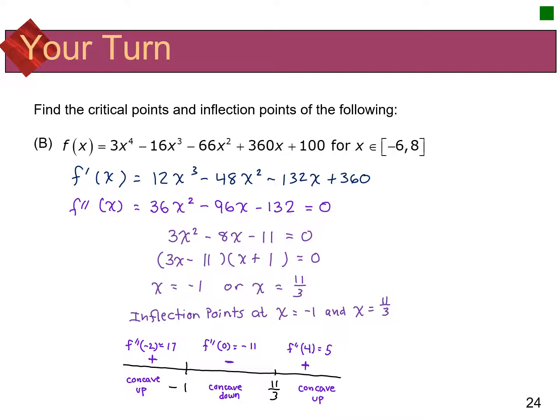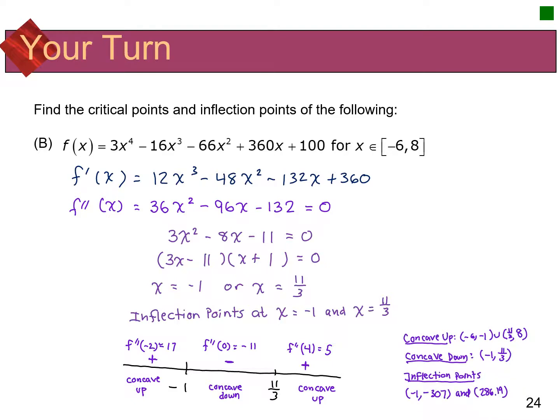So when I do the second derivative of f of negative 2, f double prime of negative 2, I get 17. That's positive, which means before negative 1, this graph is going to be concave up. When I plug 0 into the second derivative, I get negative 11, which indicates that's going to be concave down between negative 1 and 11/3. And after 11/3, I pick the number 4. And f double prime of 4 is 5. That's a positive value, which indicates again that I'm going to expect something that's concave up.